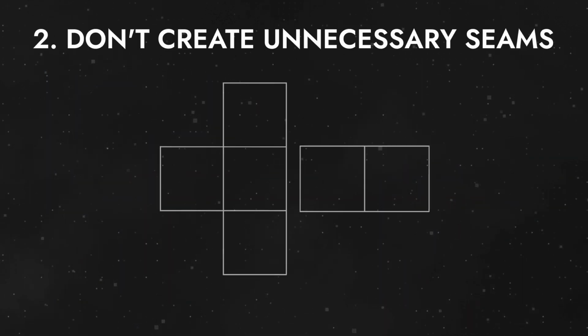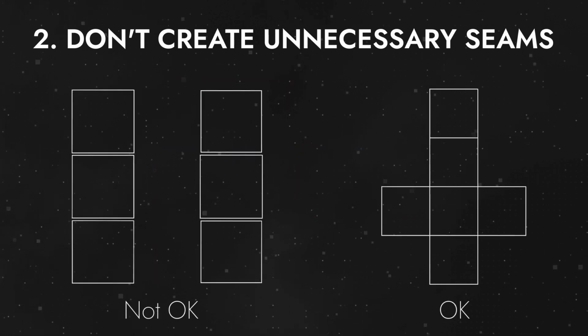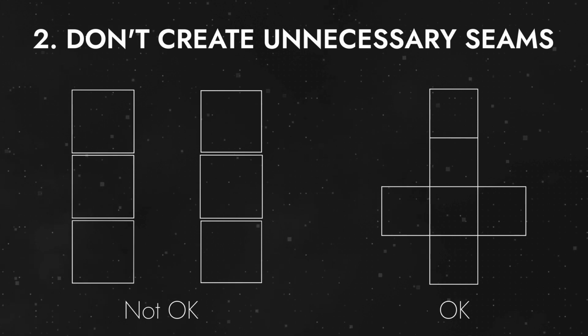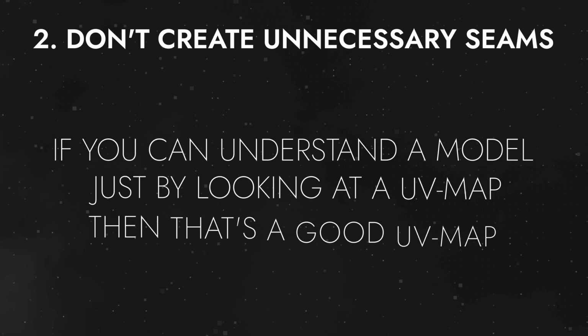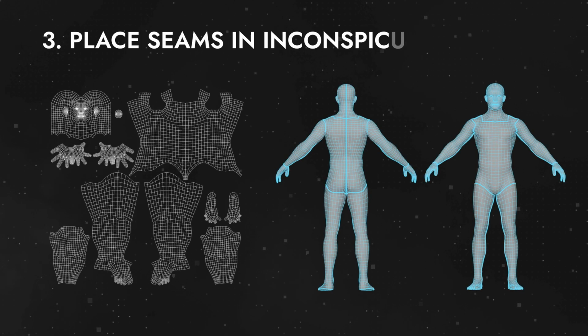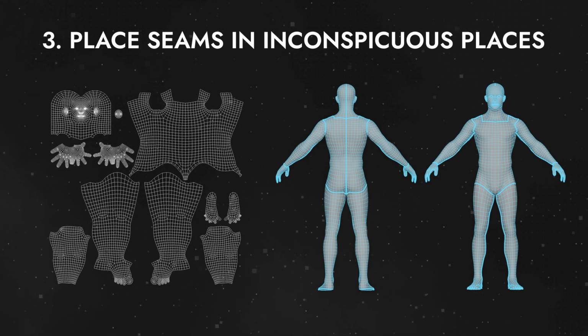Don't create unnecessary seams. Each separate part of a map is called a UV island. Try not to create unnecessary ones or place seams everywhere. The easier the UV map is to understand, the better. If you can understand what the model is and where each part of it is just by looking at the UV map, then that's a good UV map. It's better to place seams in inconspicuous parts of a model. For example, for a human, this will be parts covered by hair, underarms, feet, and so on.